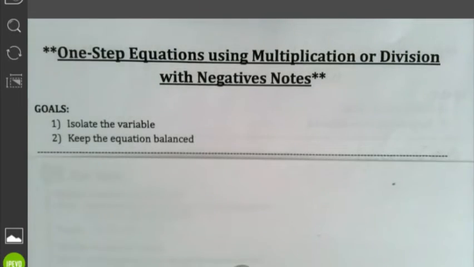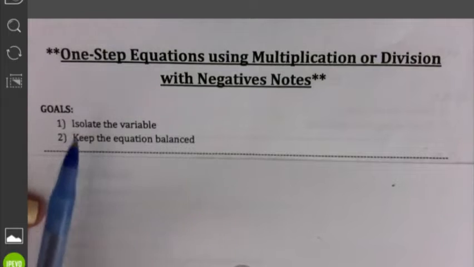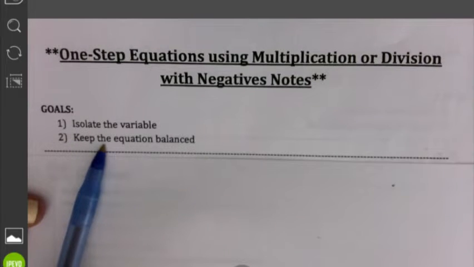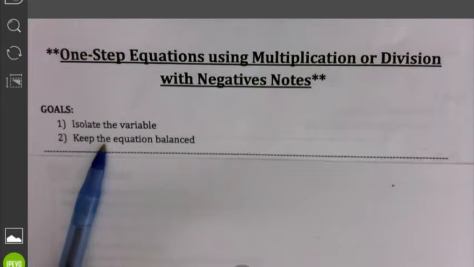Hi, today we are talking about one-step equations using multiplication or division with negatives. Our goals remain the same. We want to isolate the variable, get it by itself, and keep the equation balanced, which means what you do to one side, you must do to the other side of the equation to maintain the equal sign.